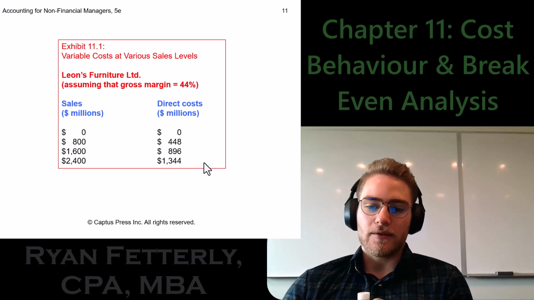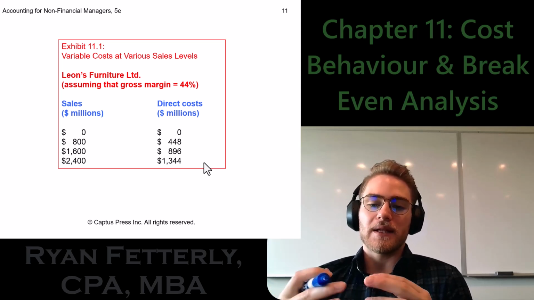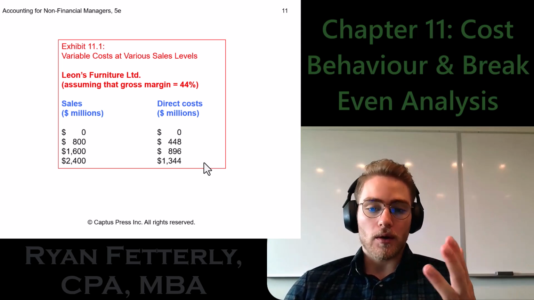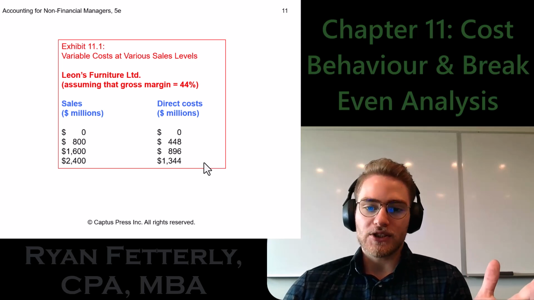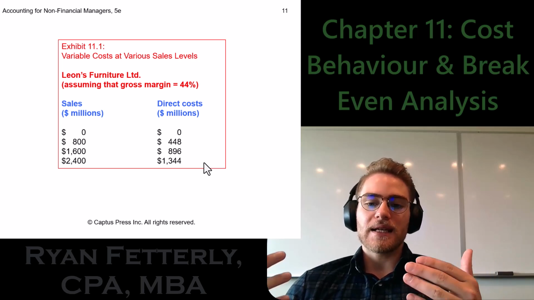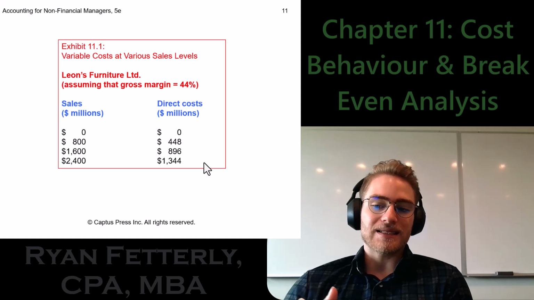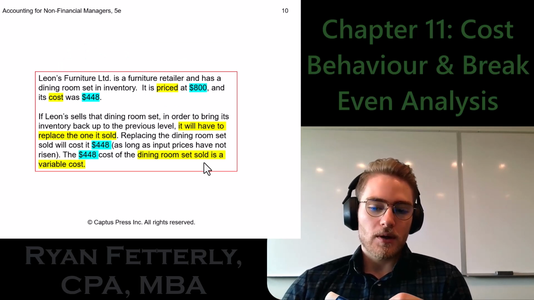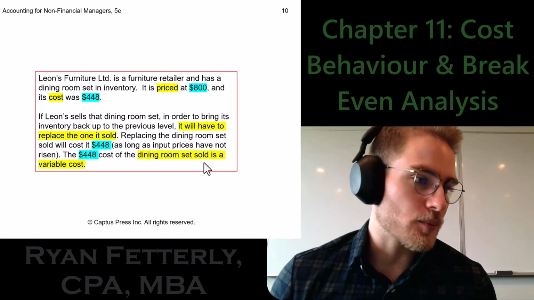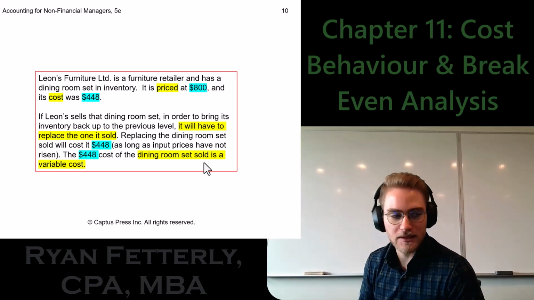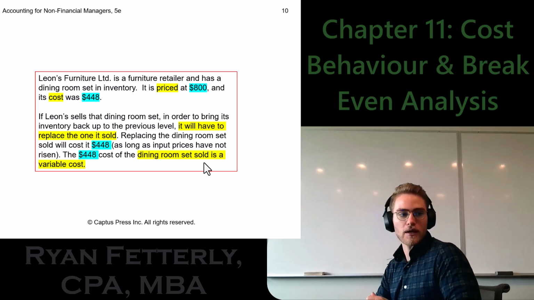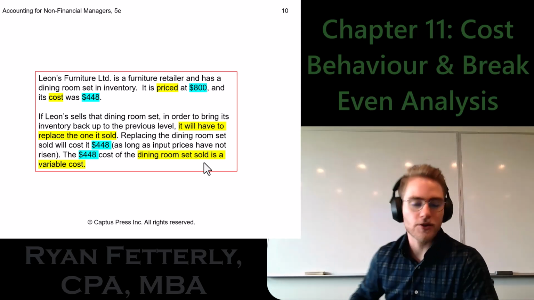Here's what that would look like, right? Let's extrapolate that and say, assuming that maybe Leon's is only selling those dining room sets, or across our entire sales operations. In this case, the gross margin on this dining room set is 44%. If you remember from our previous discussions on the financial statements, gross margin is simply calculated. I'm going to use a darker color so that there's a little bit more contrast.